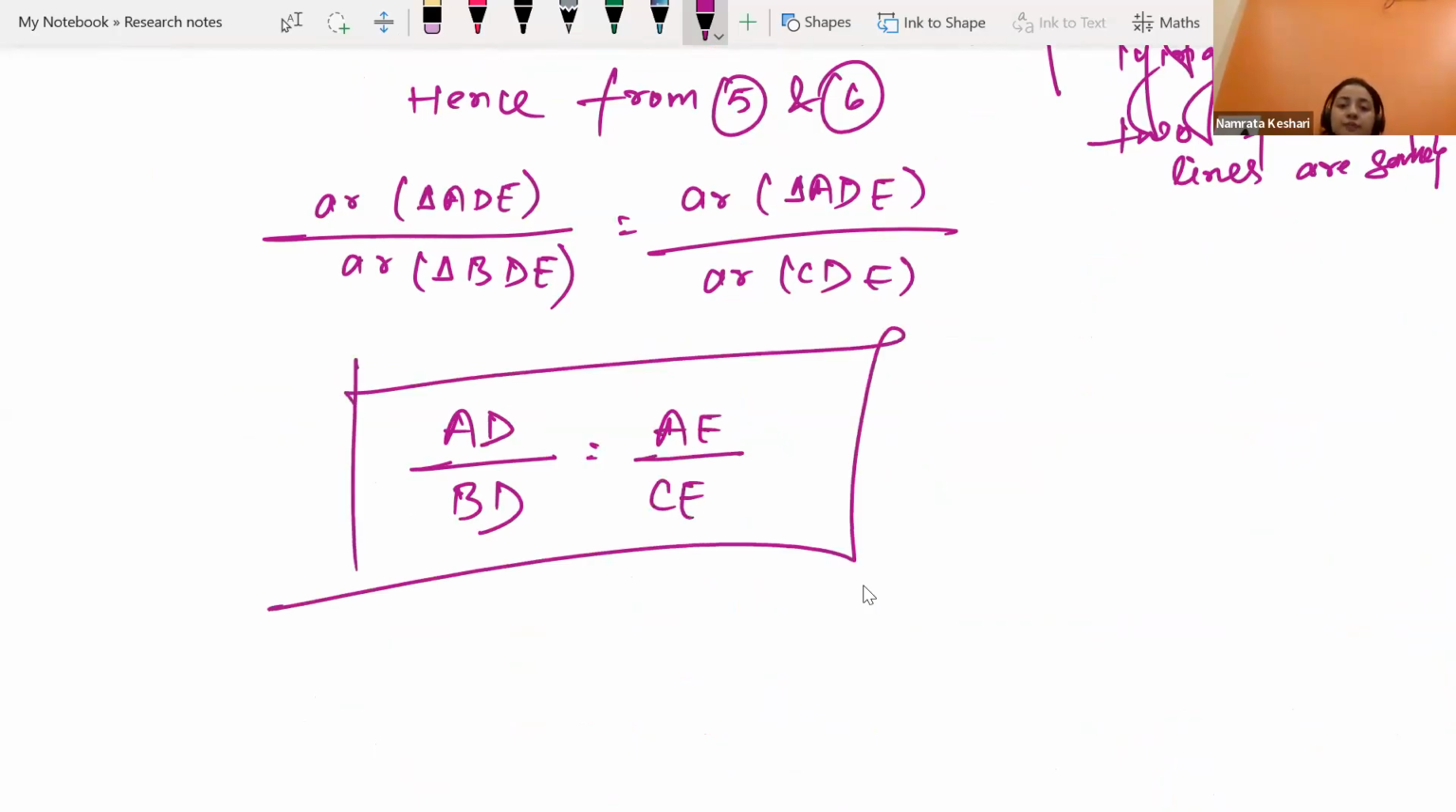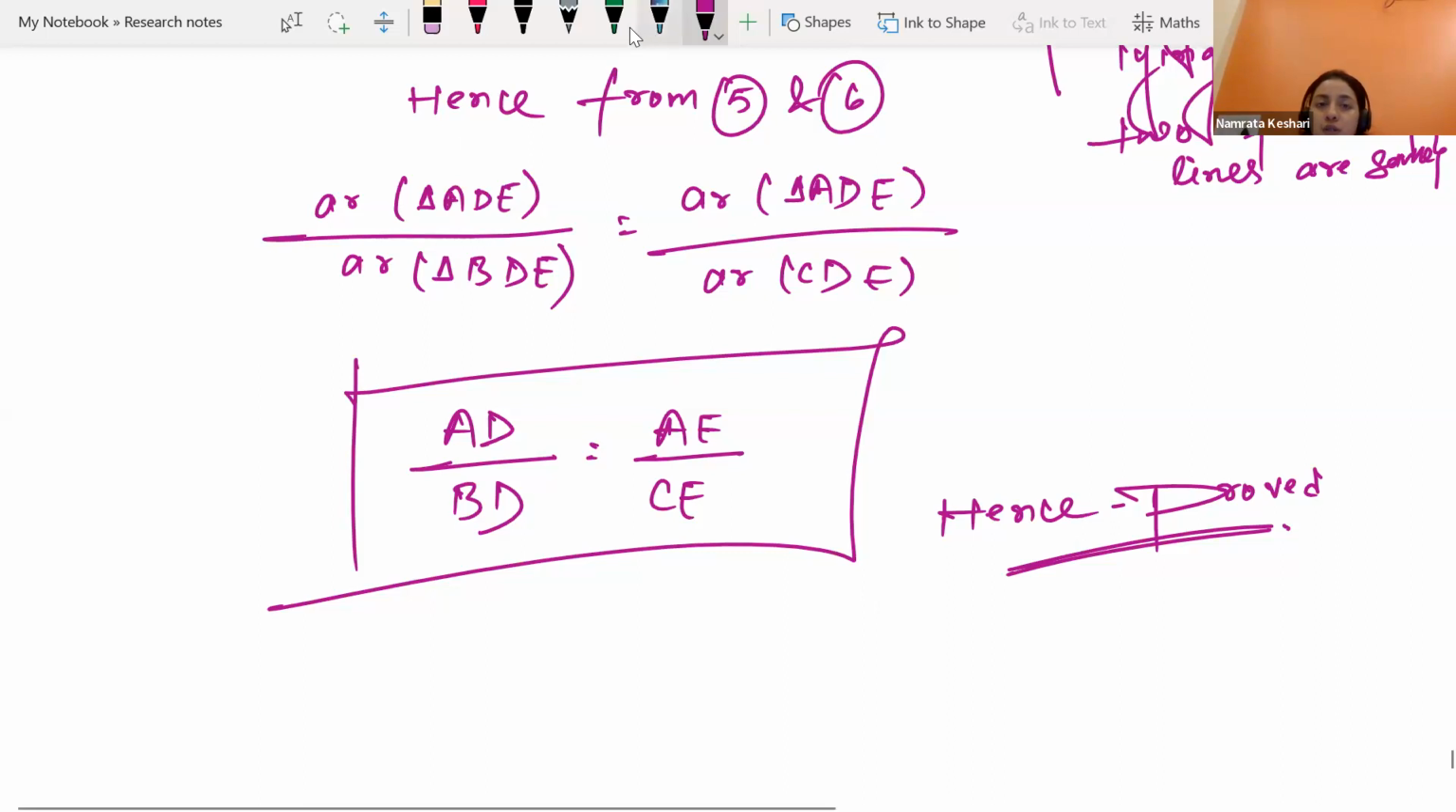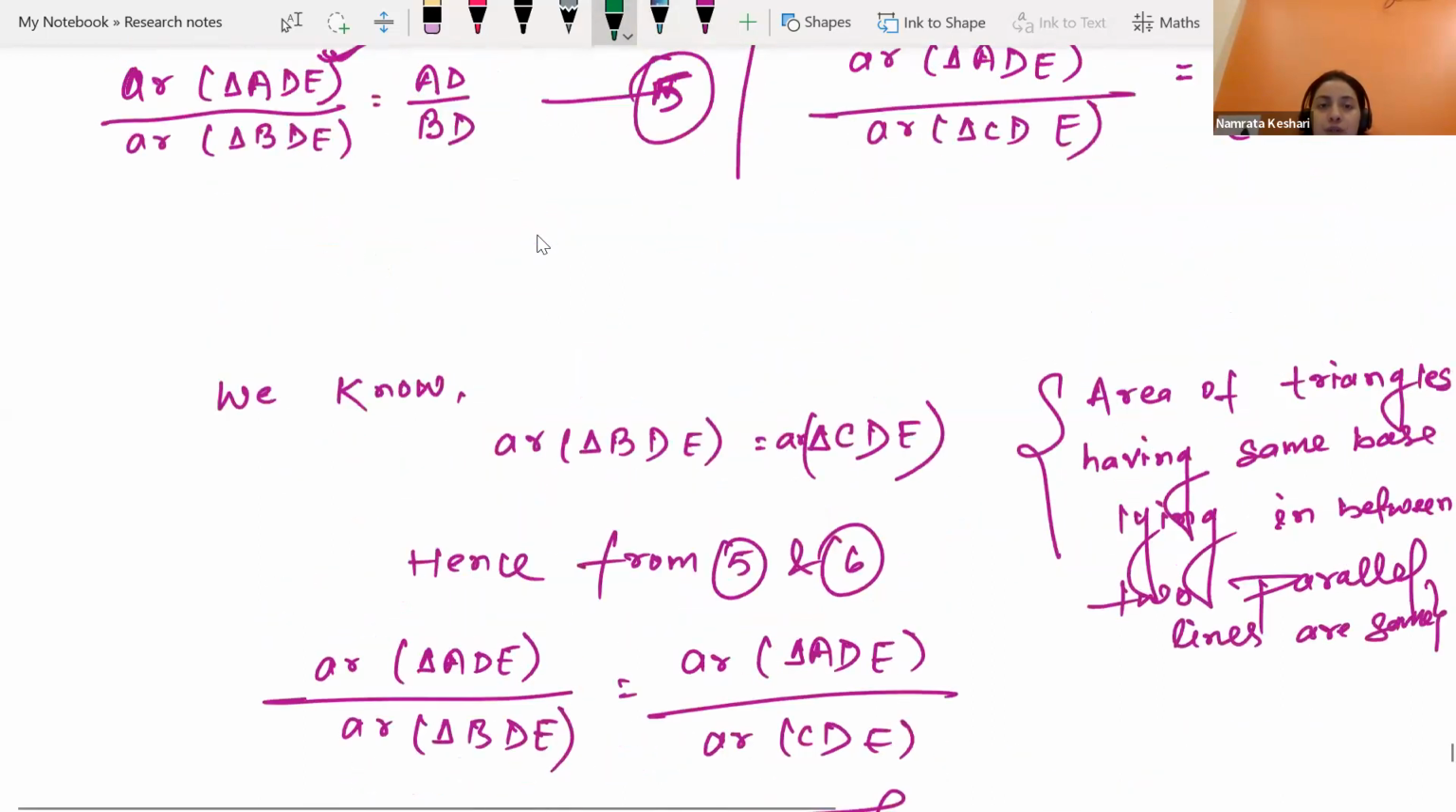And hence proved. Is it crystal clear to all of you? Is it crystal clear? Any confusion? Yes. Now let's solve a few questions from the exercise which will be based on this theorem. What will be the application of this theorem? Let's solve a few questions. Okay.